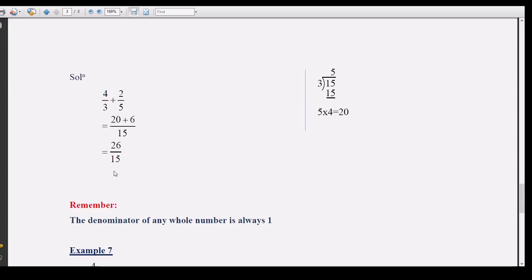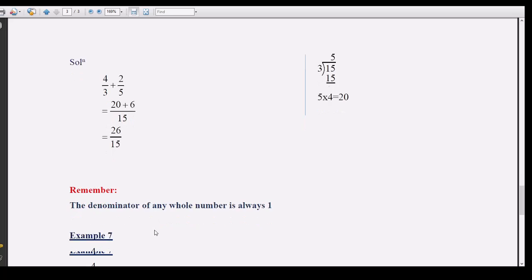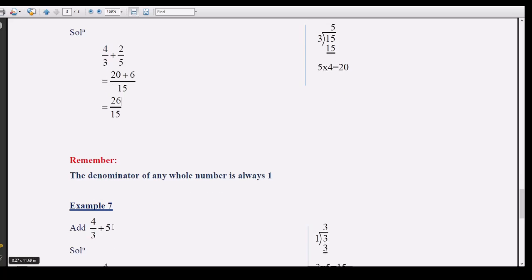And one point that you have to remember here is that the denominator of any whole number is always 1. Any whole number, the denominator should be always 1. Example here, add 4 by 3 plus 5. 5 is a whole number. What will be the denominator of 5? It will be 1. Clear? Remember this point, that the denominator of any whole number is 1. That means below 5 there should be 1.